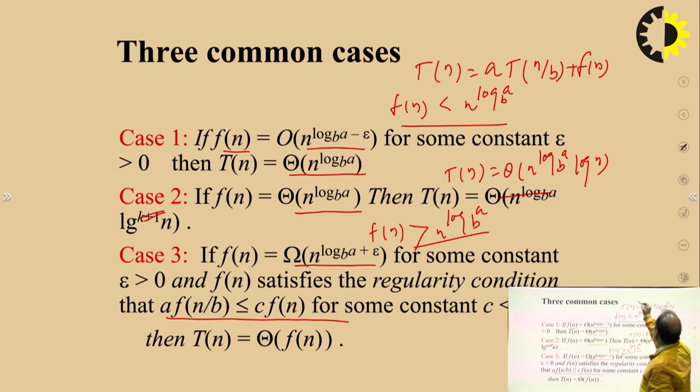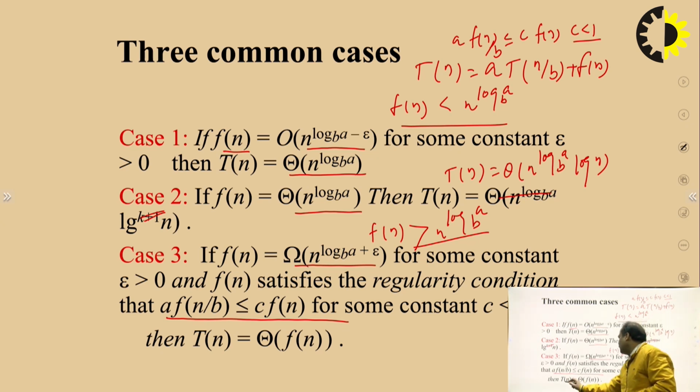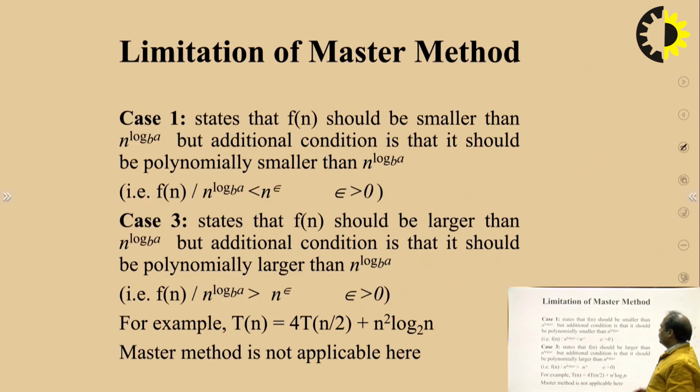And what is the regularity condition? a f(n/b) is less than or equal to c f(n), where c is strictly less than 1. If this is the situation, then T(n) will be given by theta of f(n). So these are the three cases of the master method. Let's look at the limitation.